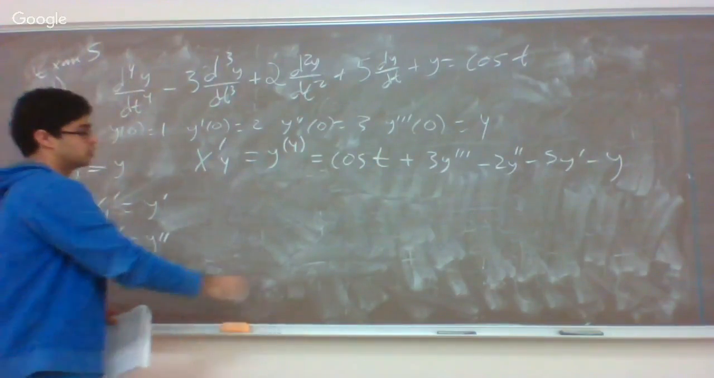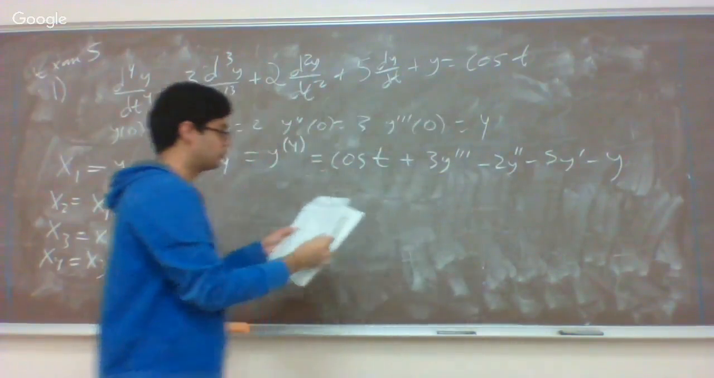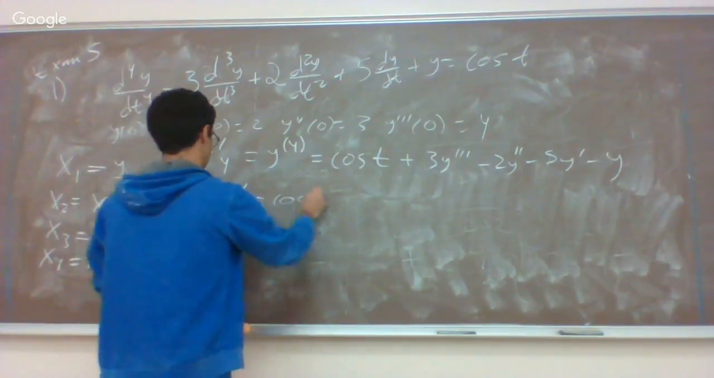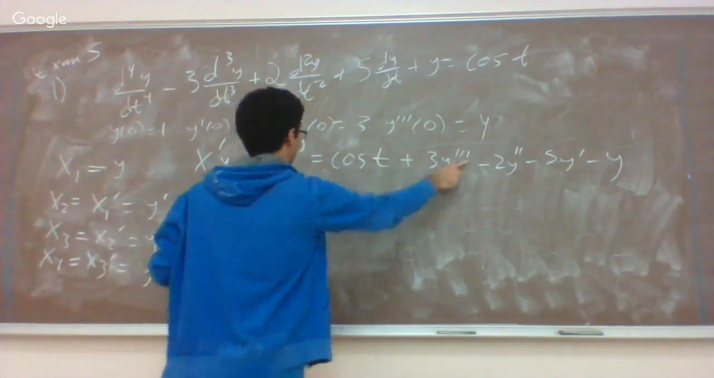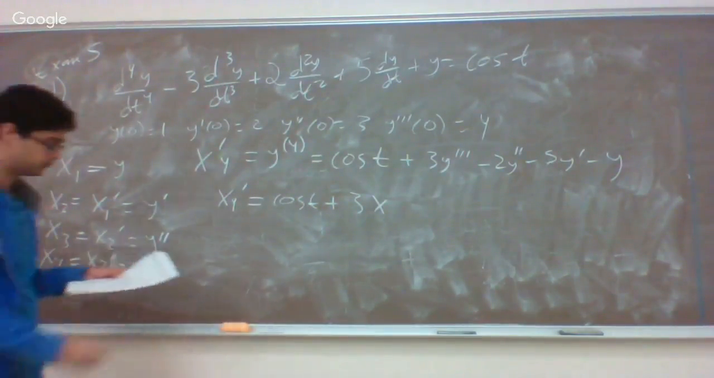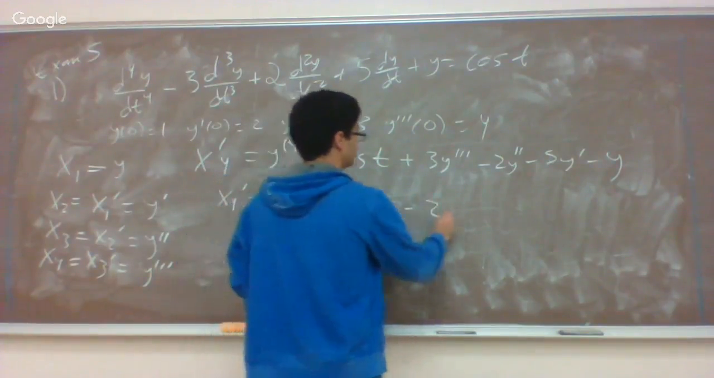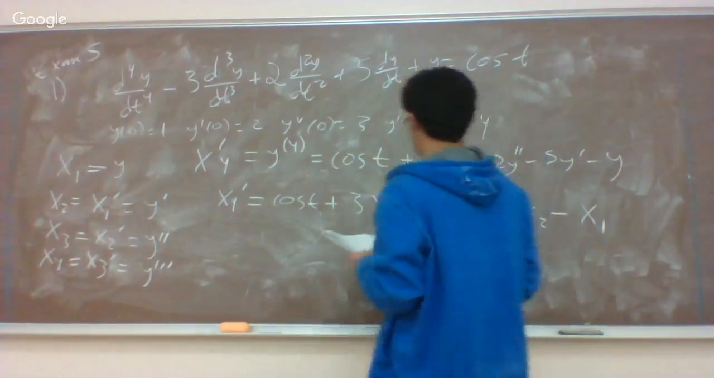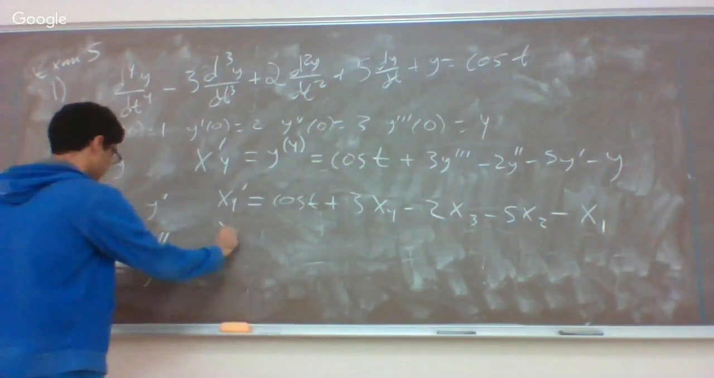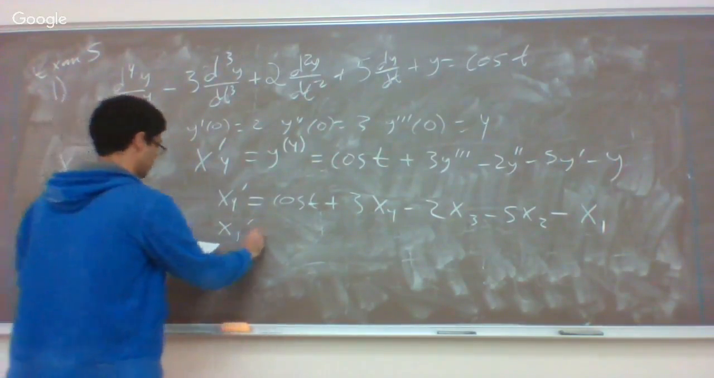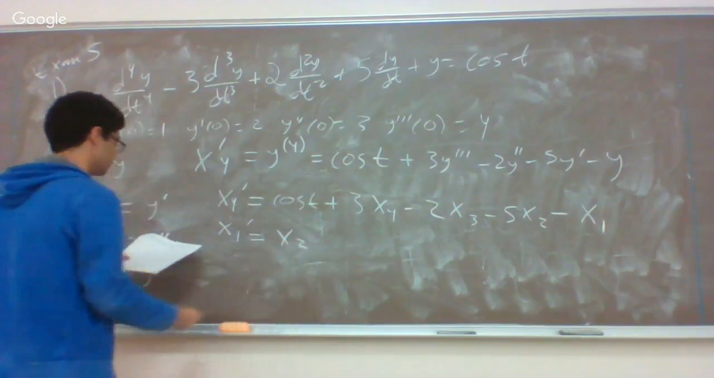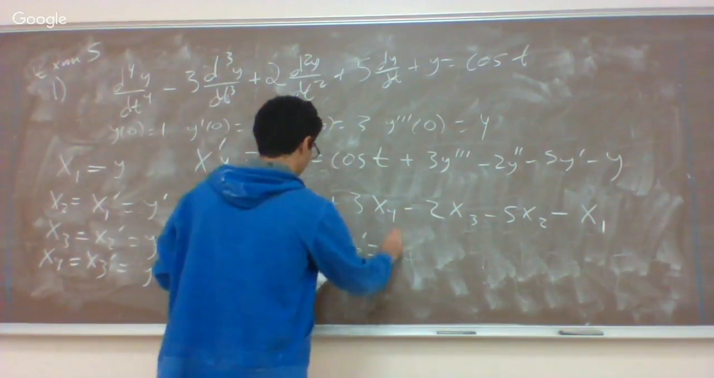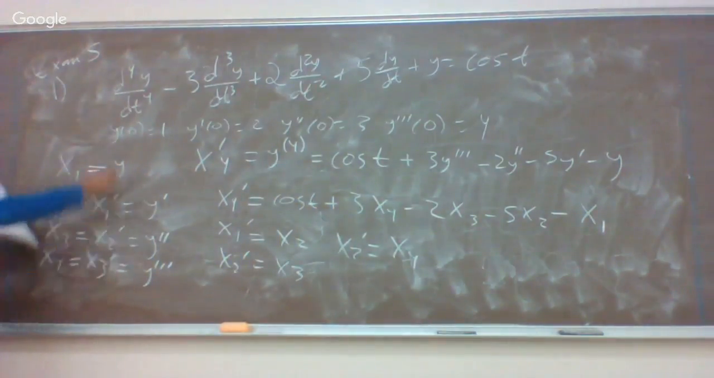Now we can convert all of these y terms to x terms, so that we have x4 prime equal to cosine of t plus 3x4 minus 2x3 minus 5x2 minus x1. We have x1 prime equal to x2, x2 prime is equal to x3, x3 prime is equal to x4. Essentially, the equation that we got here.